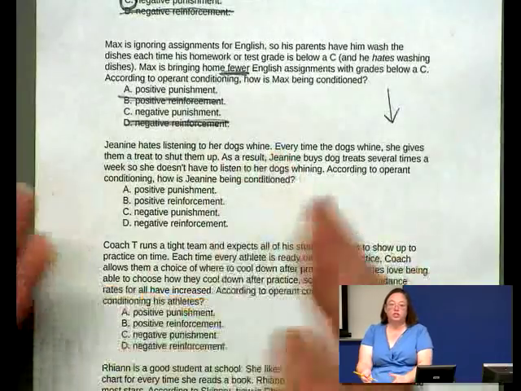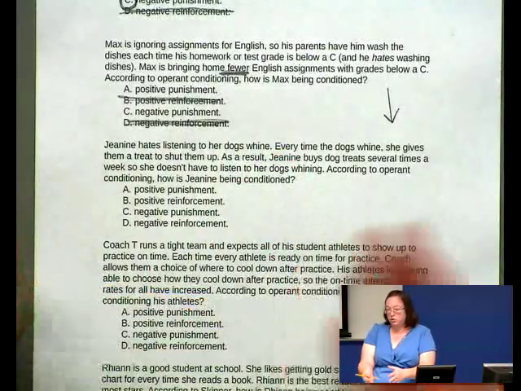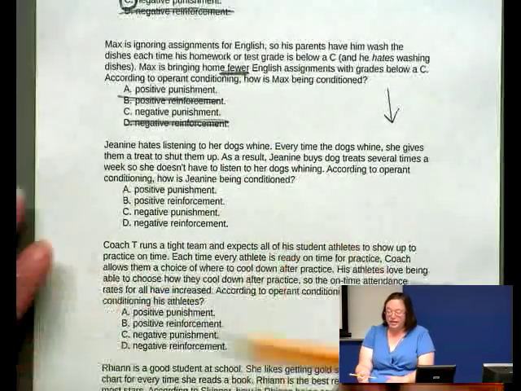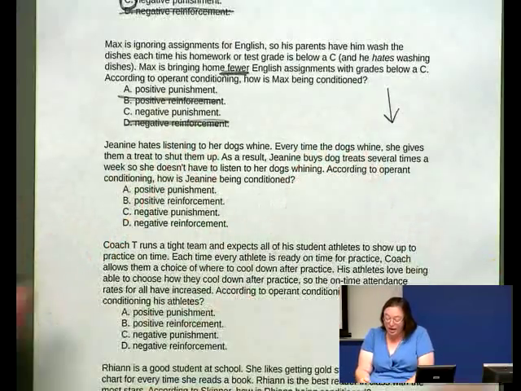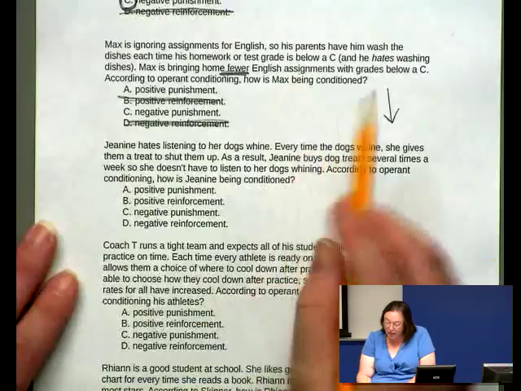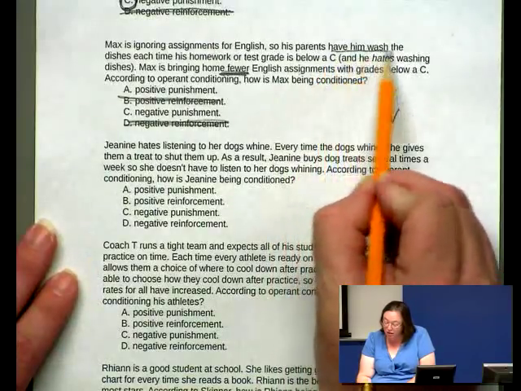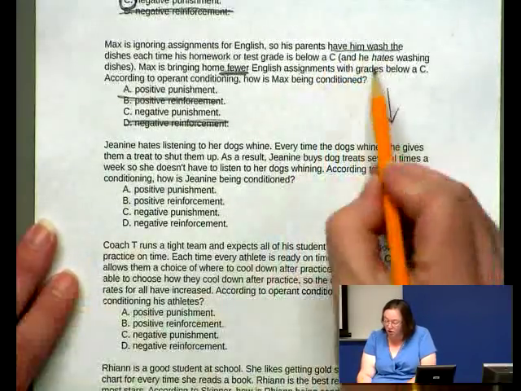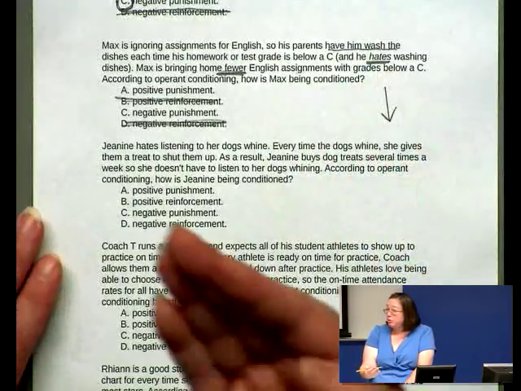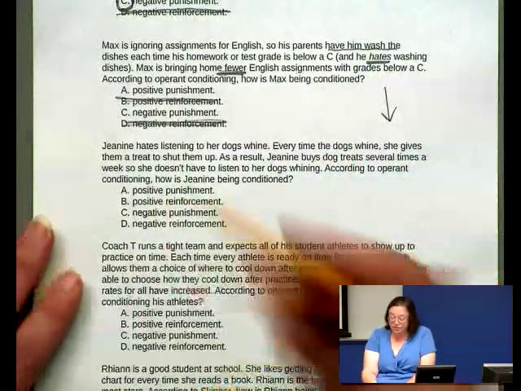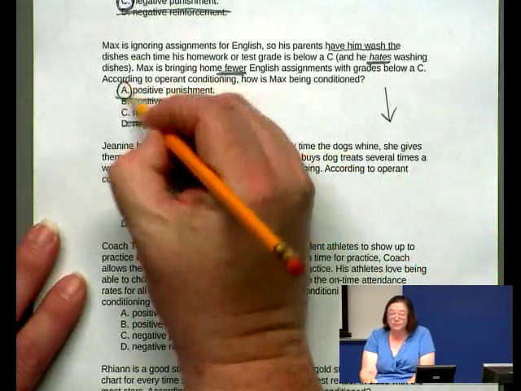Now, the question is, in order to get his behavior to stop, is he having something unpleasant applied, or is he having something pleasant taken away? And here, they have him wash. That's an applying of something, and oh, he does not like it. So we know it's something unpleasant. He's being given something unpleasant. That is a positive punishment.